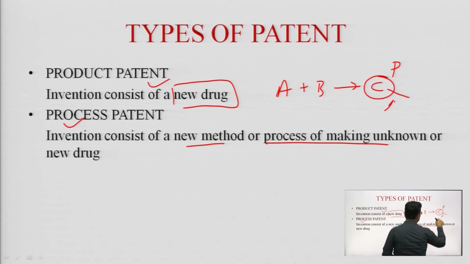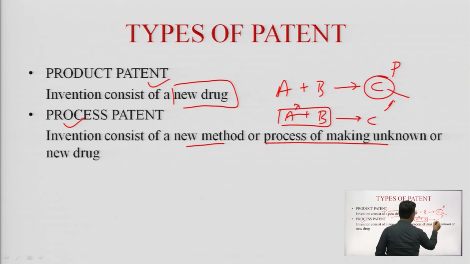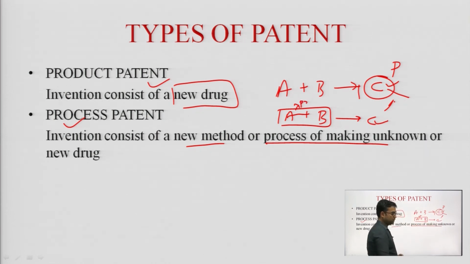So that is a product patent. But A plus B becoming C, this is the process. No one can make use of this process to make this product, and another is that no one will be able to make this product. So this is a product patent, and this is a process patent. So both types of patents are there.